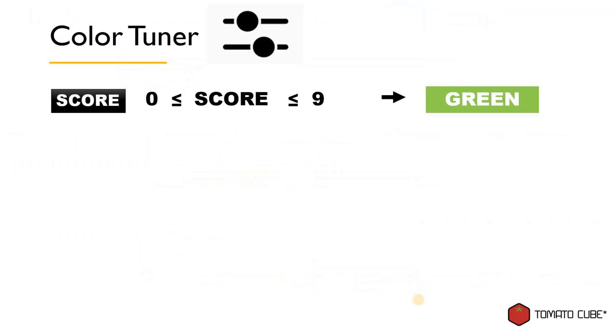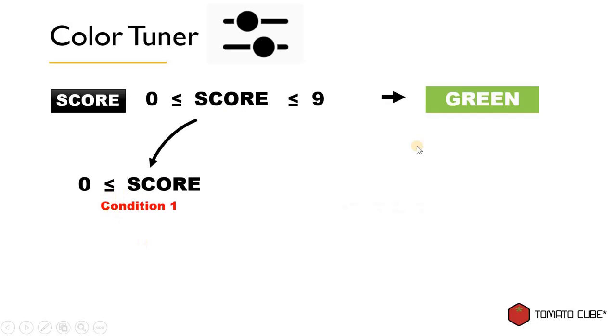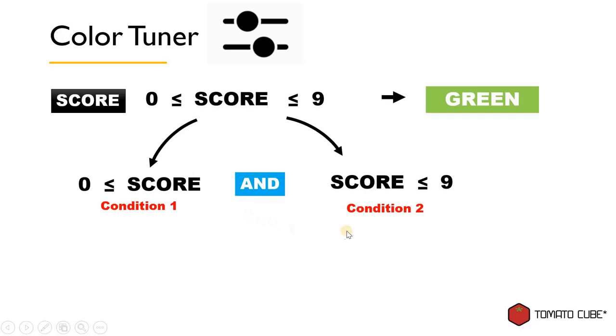So go back to what we want to do with our color tuner. We want the score to be in between 0 and 9, then we will set the background to be green. So there's two conditions here. The first condition is the score must be greater than or equals to 0. Second condition is the score must be lesser or equals to 9. And in order to make sure the score is in between 0 and 9, we add an AND operator in between. So the score must be greater than or equals to 0. At the same time, it must also be lesser or equals to 9. So we use the AND operator in our MakeCode Arcade.